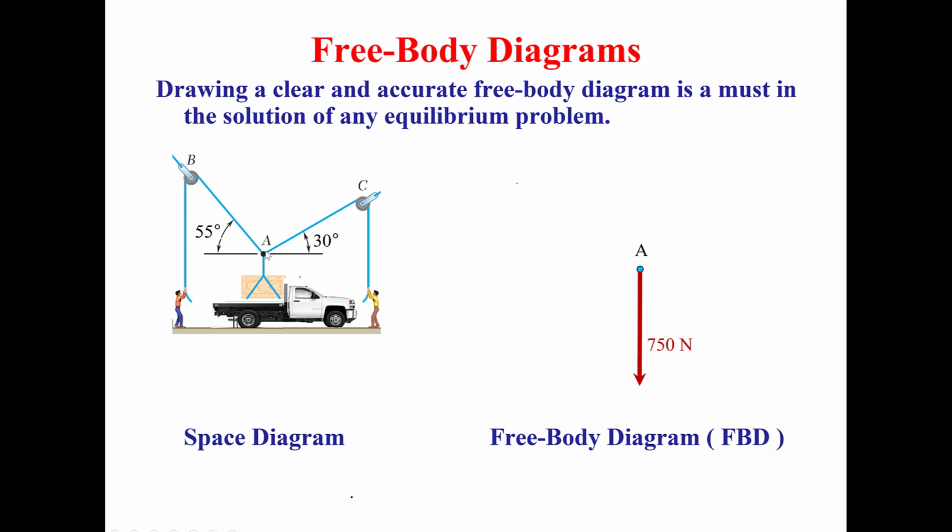And then I have a tension from this rope, so I have a tension going in this direction, and I have another tension going at 55 degrees with the horizontal. So this is the third force. Now I have three forces acting at point A. So this diagram here is called what? It's called the free body diagram. You choose the point of interest and you put the forces acting at this point.